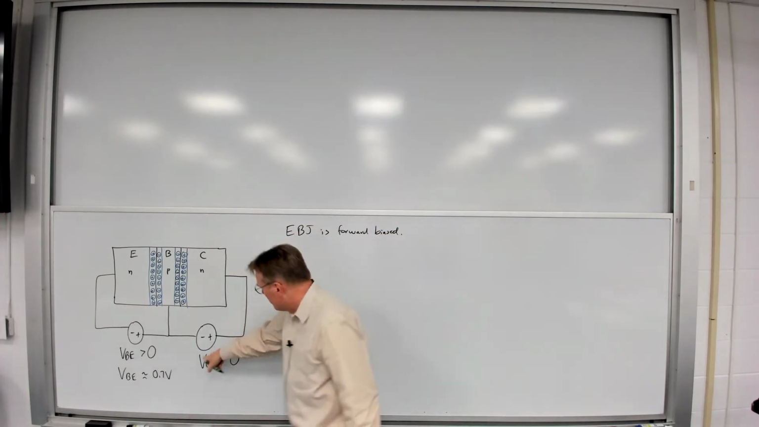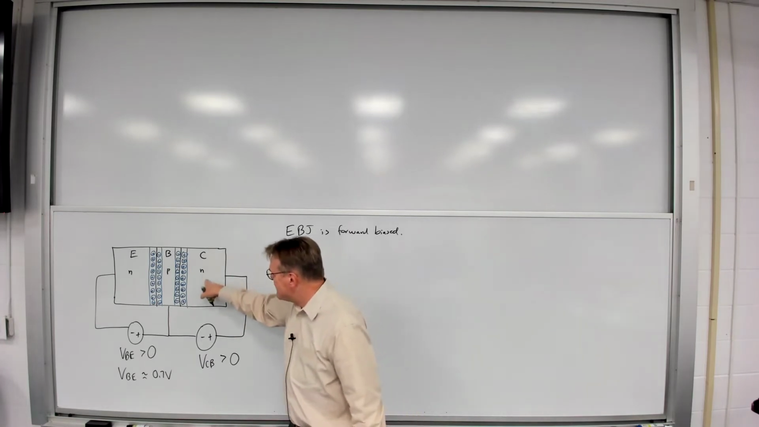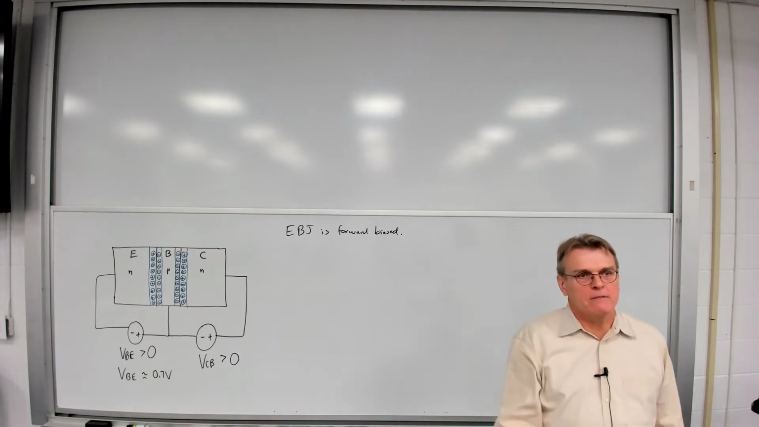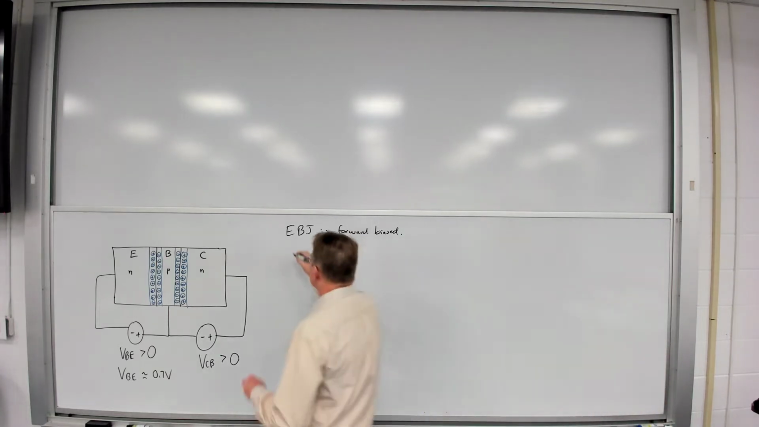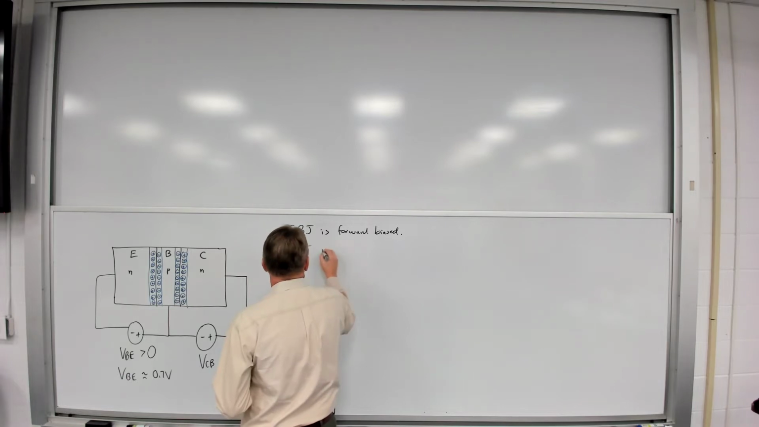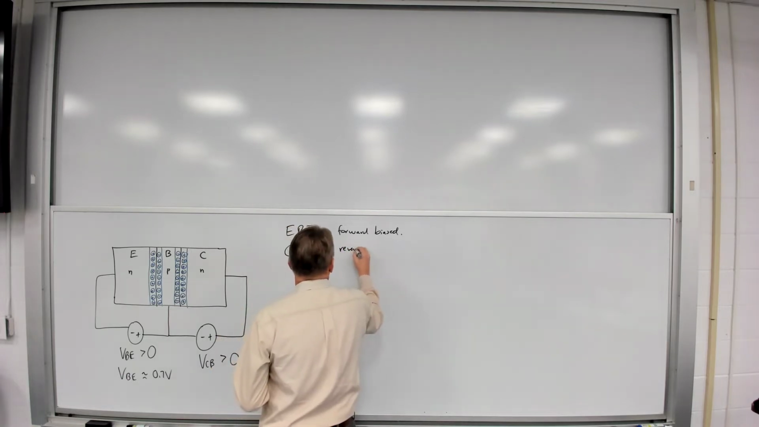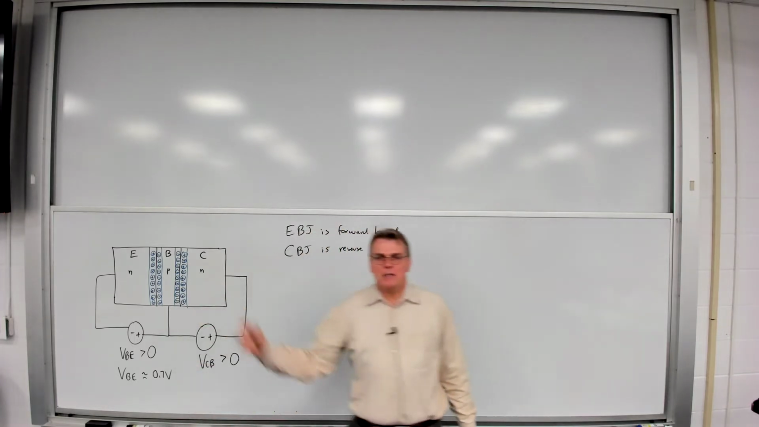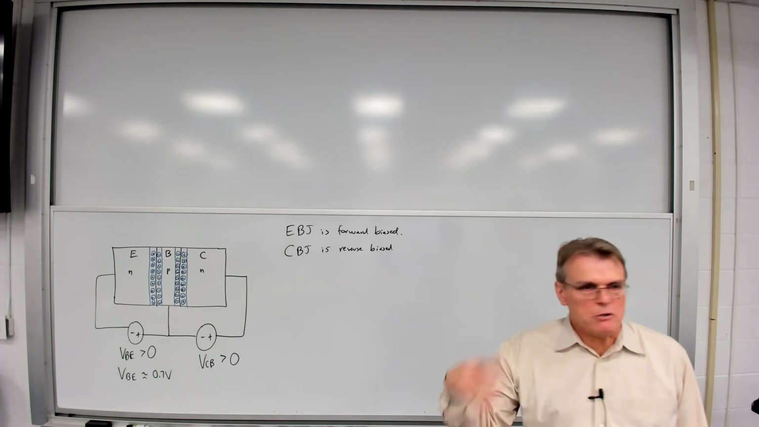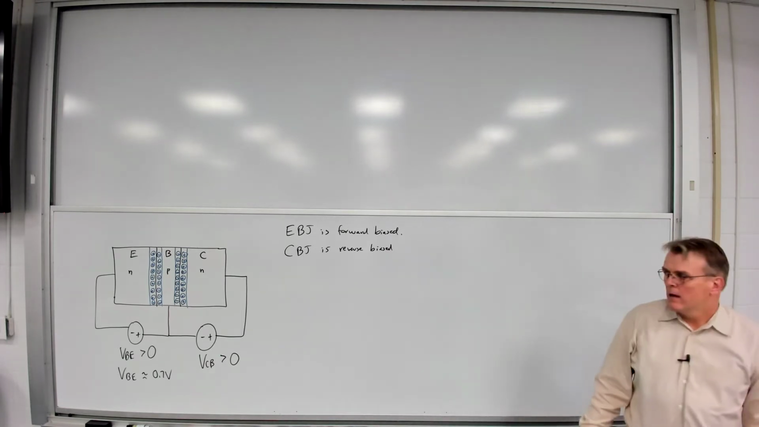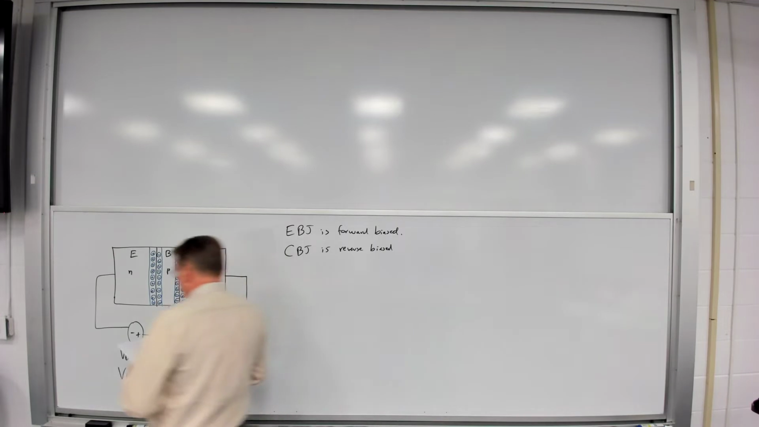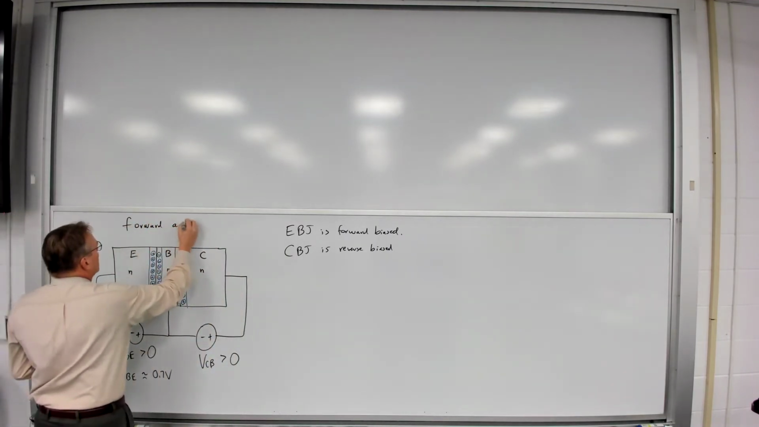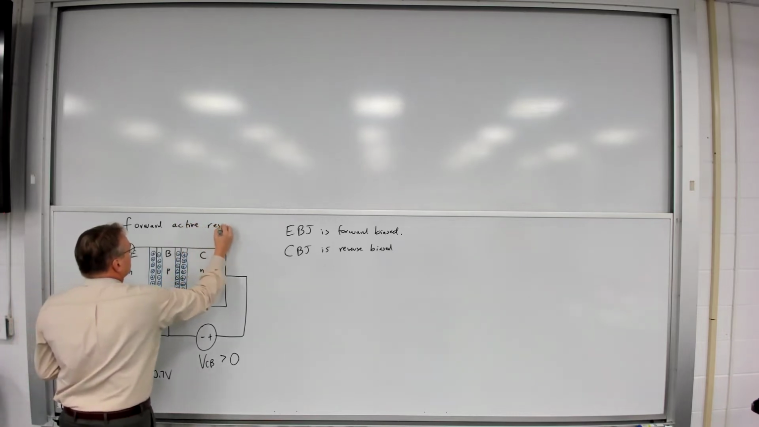On the other hand, for VCB, I'm making the N-type region more positive than the P-type region. The collector is more positive than the base. So in this case, the collector-base junction is reverse biased. So it's going to be some positive voltage, but it's not going to be limited by a junction turn-on or anything like that. So this particular region of operation is called forward active operation, or the forward active region.